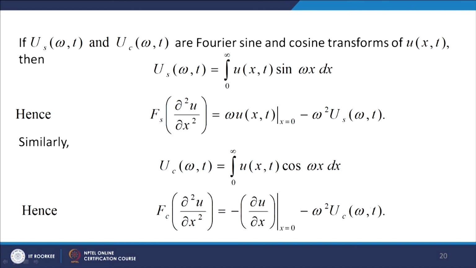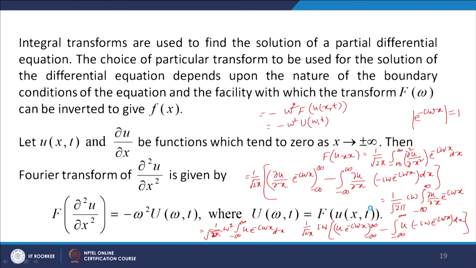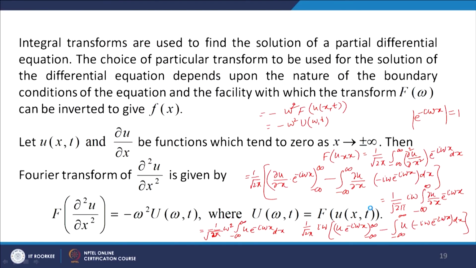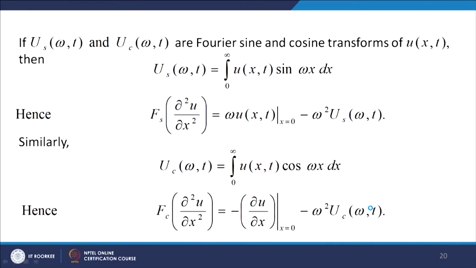Here again, like we use the boundedness of e to the power minus i omega x here to make this term 0, there also, instead of e to the power minus i omega x, we will have sin omega x and cos omega x. They are bounded quantities, they are bounded by 1. So, we will see that this expression again in the case of sin omega x and cos omega x goes to 0. So, we can easily prove these formulas.